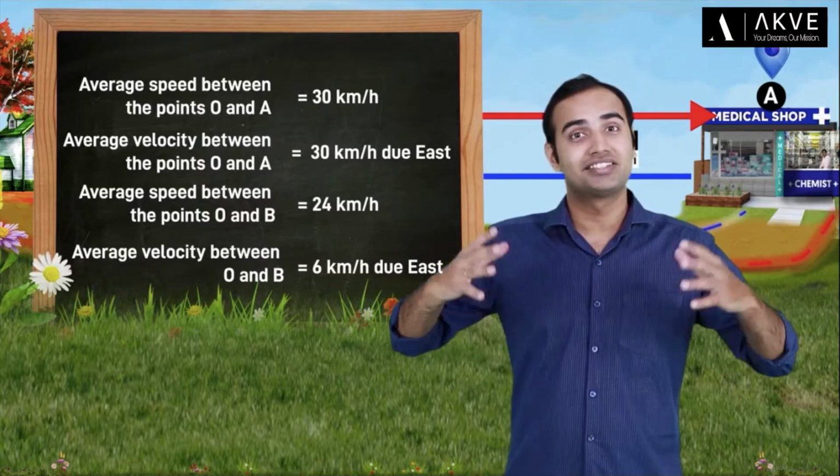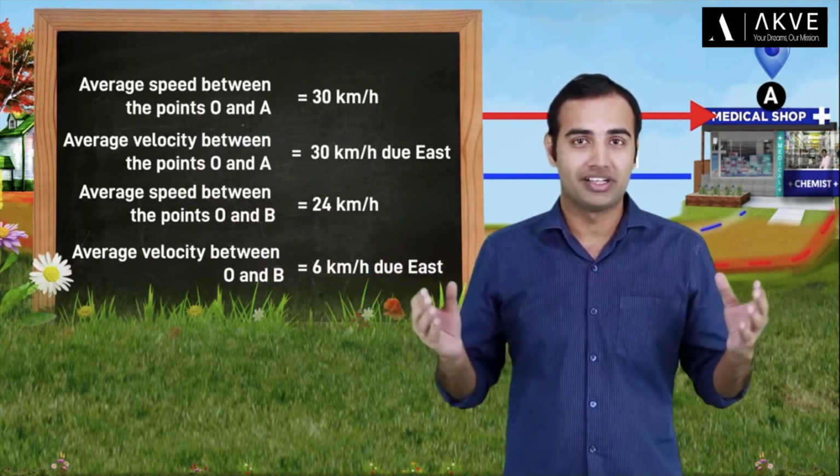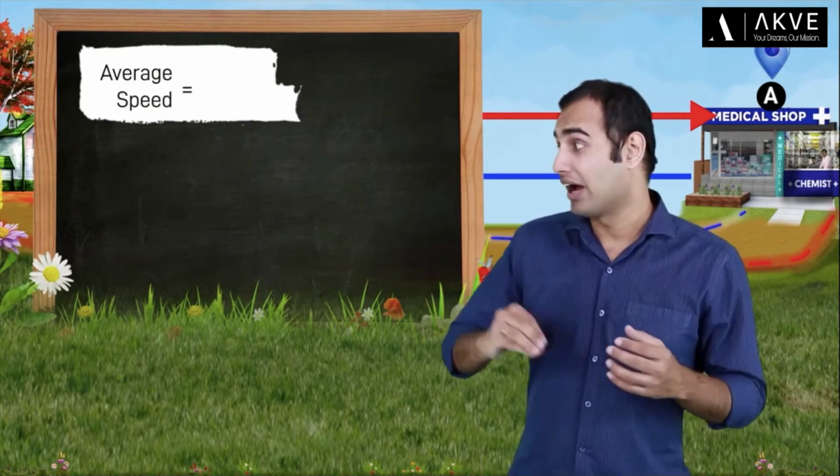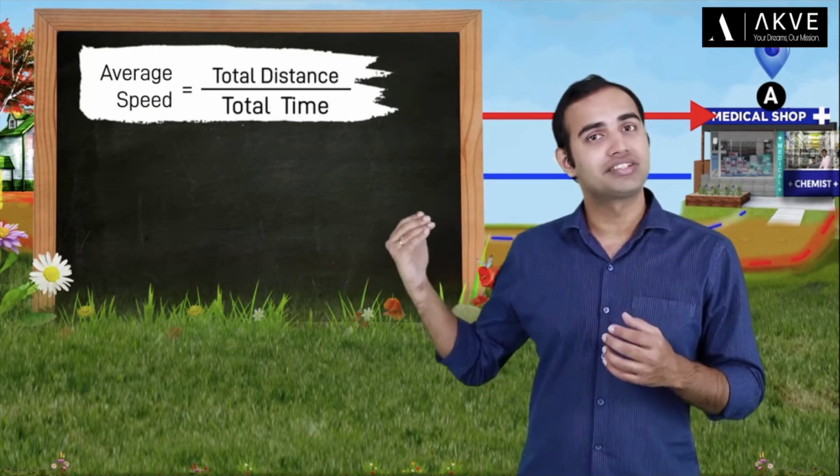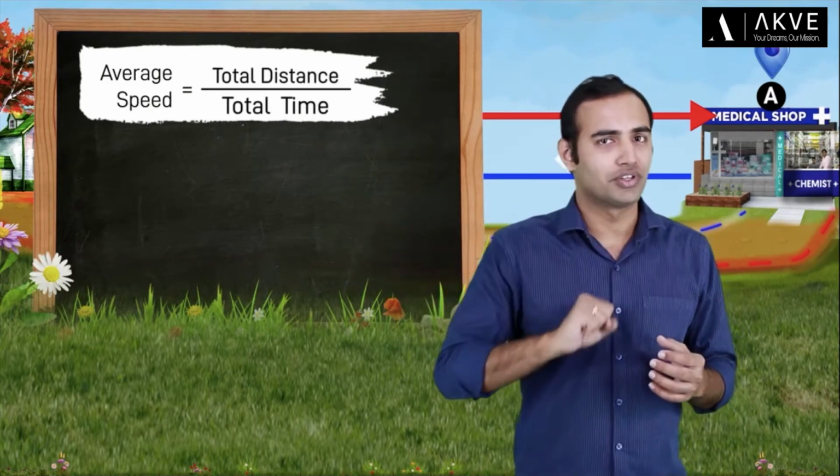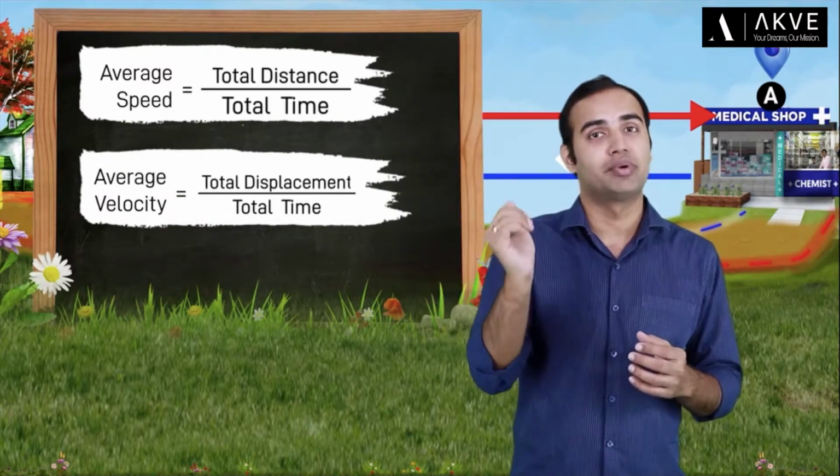Let's go ahead and see the solution. So the two main formulas that we need to solve this problem are: average speed is equal to total distance divided by total time, and average velocity is equal to total displacement divided by total time.